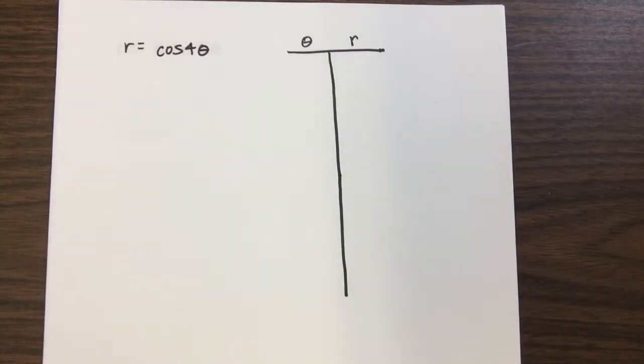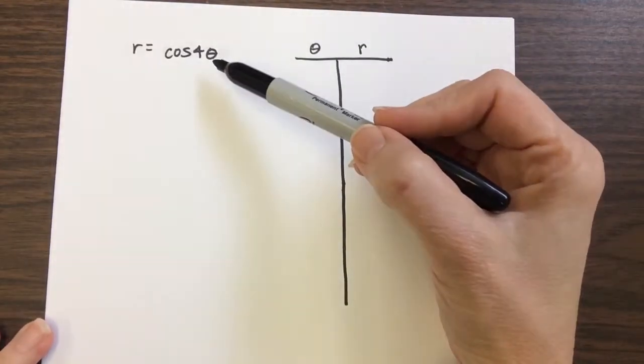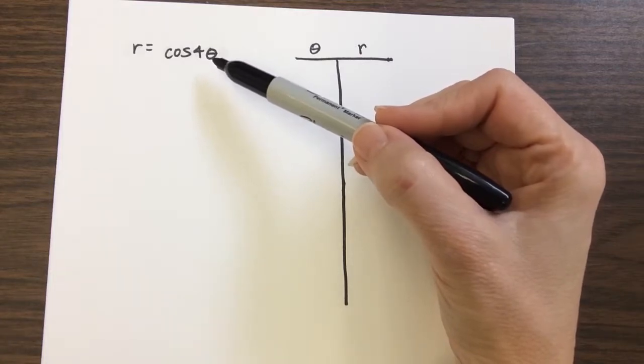Alright, let's do some more of these polar graphs. Alright, so this is the approach that I would take with this. I would look at this and I would go through the same process I would be if I were graphing this on a rectangular coordinate system.